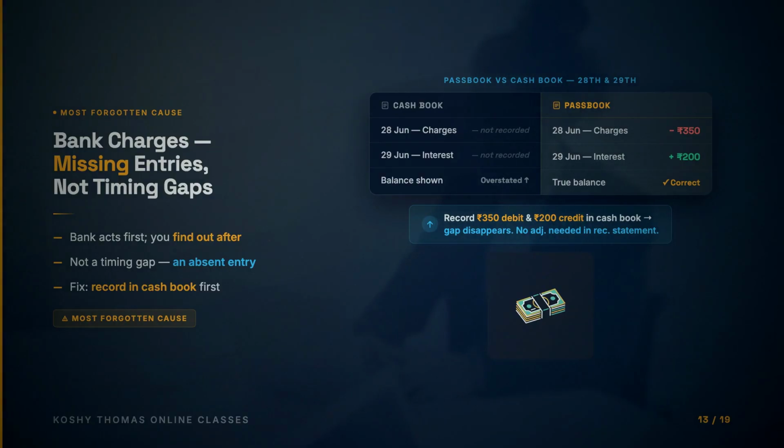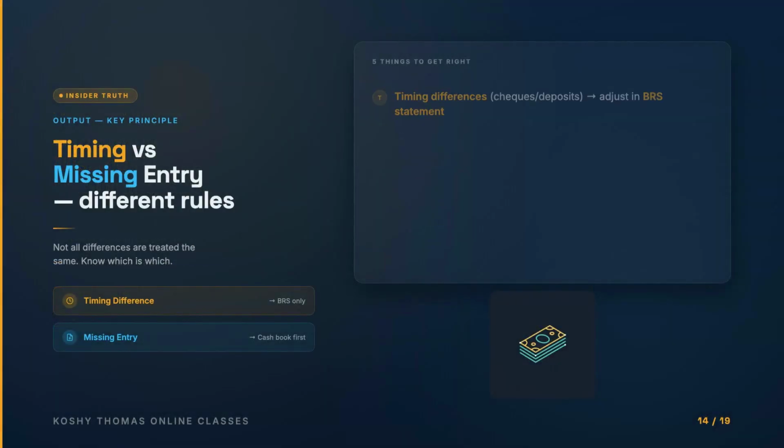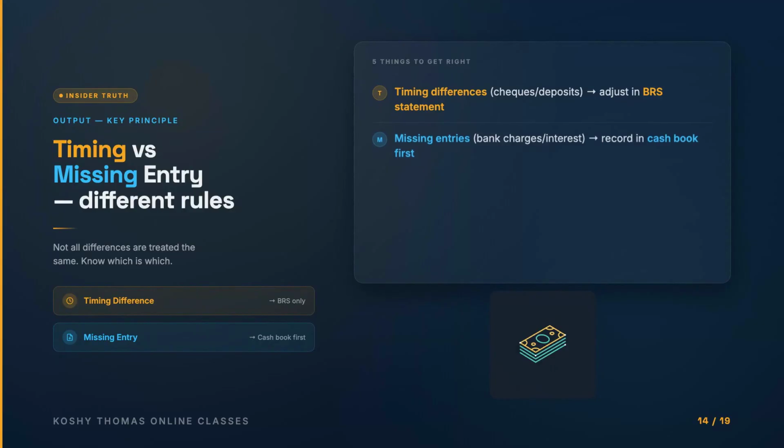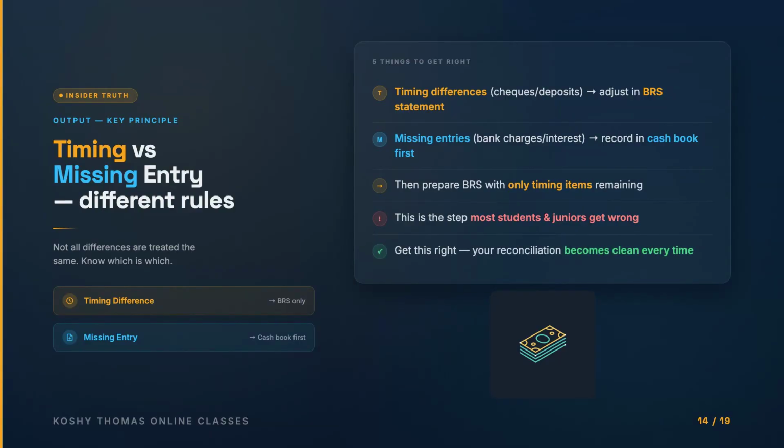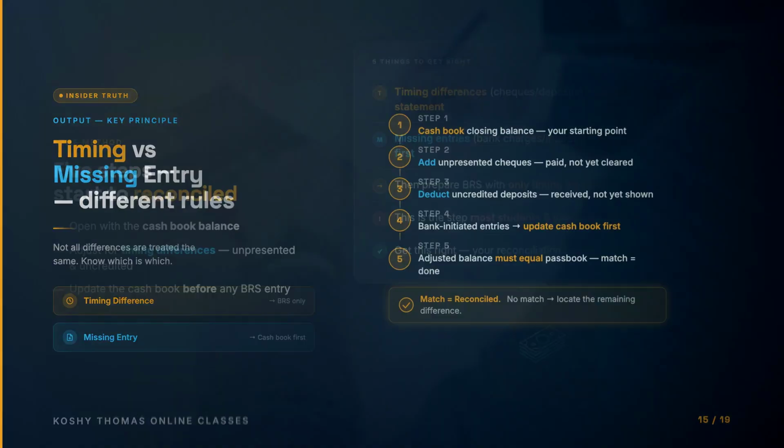These are called bank-initiated entries. The bank acted first and told you later. Your job, find these in the passbook, record them in your cash book, and the gap disappears. No timing issue, just entries you missed. The key distinction here, and this trips up almost every junior accountant. Timing differences go into the reconciliation statement. Missing entries go into the cash book first.